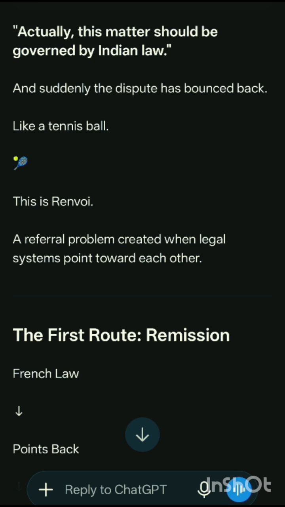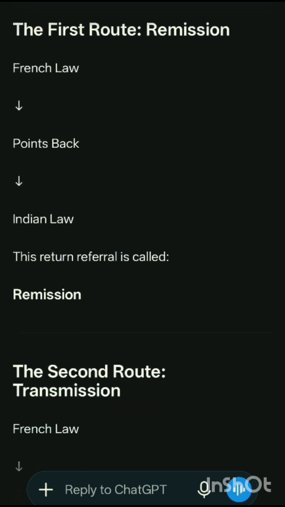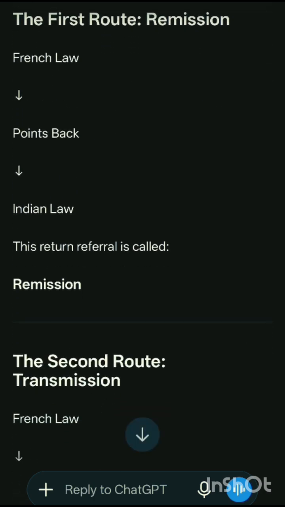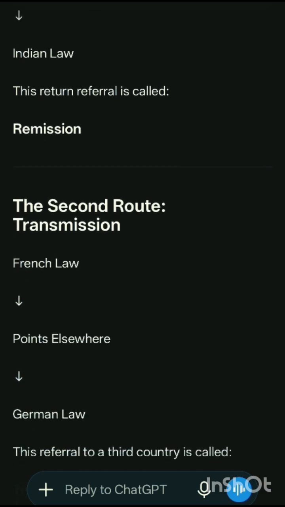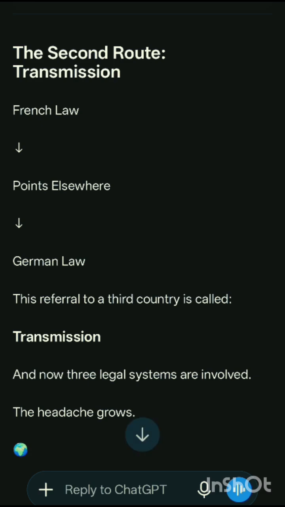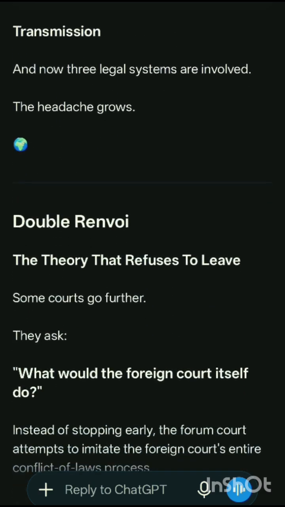This is renvoi, a referral problem created when legal systems point toward each other. The first route, remission: French law points back to Indian law. This return referral is called remission. The second route, transmission: French law points elsewhere, to German law. This referral to a third country is called transmission. And now three legal systems are involved.